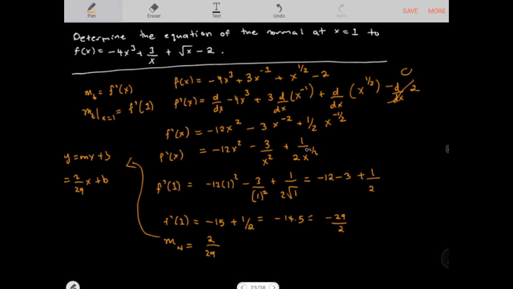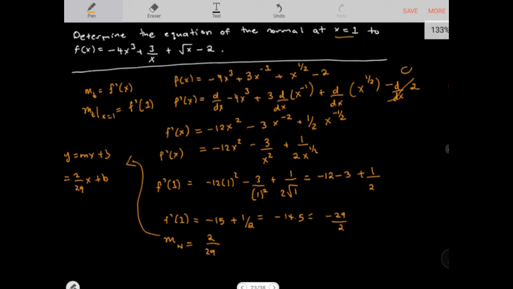So we want to find the y value equivalent to x is equal to 1 in this equation. Let's figure out what f of 1 is. f of 1 is negative 4 times 1 cubed plus 3 over 1 plus square root 1 minus 2, which is negative 4 plus 3 plus 1 minus 2. So f of 1 is negative 4 plus 3, which is negative 1, plus 1, which is 0, minus 2, which is negative 2.